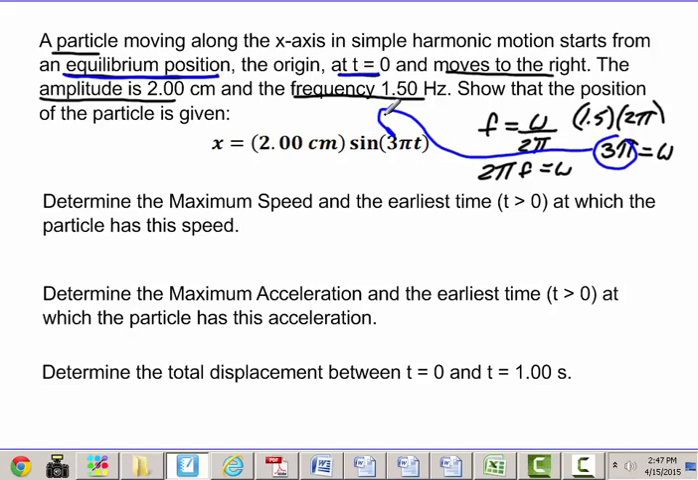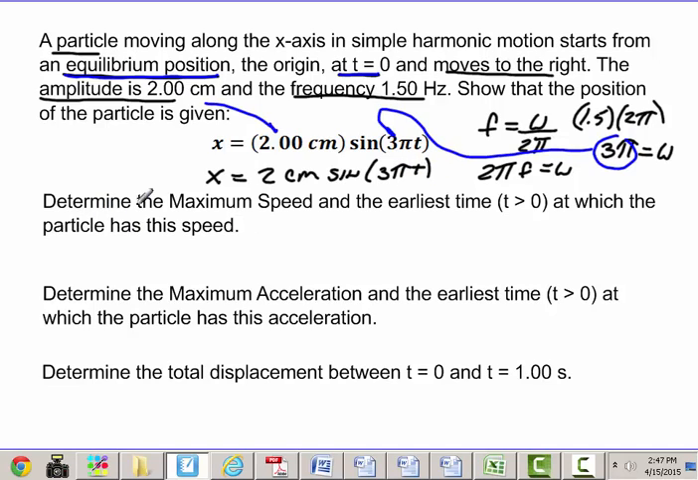Alright, now let's see what we have here. We've got the amplitude is 2, so we have that right there. So really we have the equation right now. We know immediately that x is going to equal 2 centimeters times the sine of omega t, which gives me my 3 pi times t.